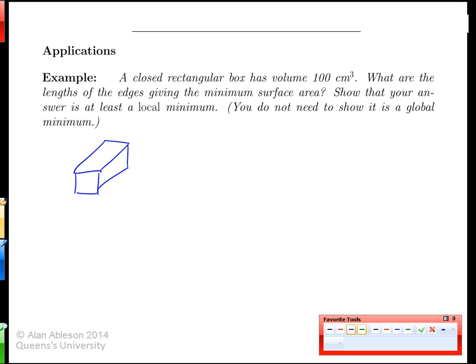It has lengths, widths, and heights. Let's call them X, Y, and Z because that's easier to read than L, H, and W's. We want a box to have a volume of 100 centimeters cubed. So the volume is 100 and the volume is X times Y times Z for a rectangular box. How can we build this box such that we obtain the minimum surface area?